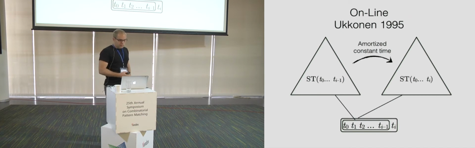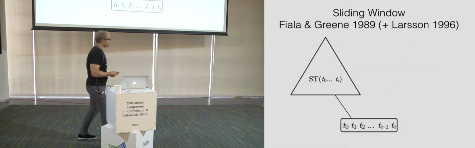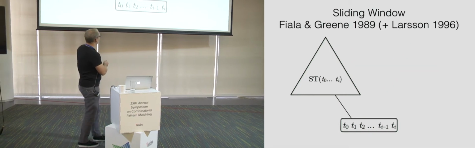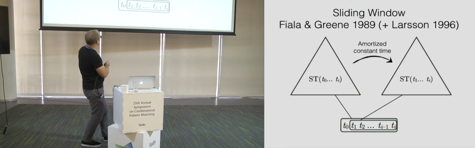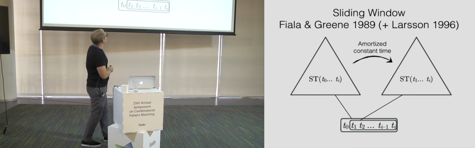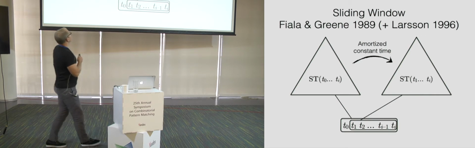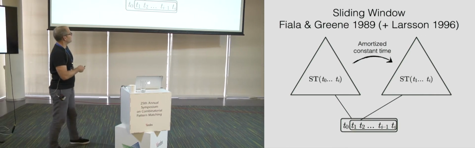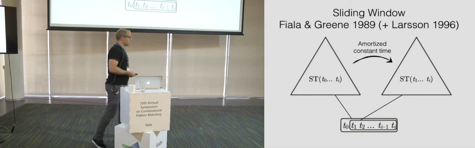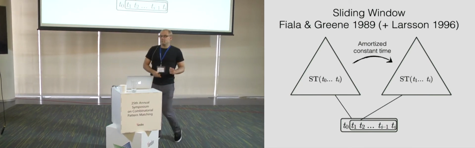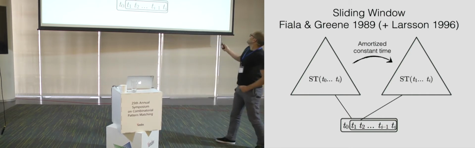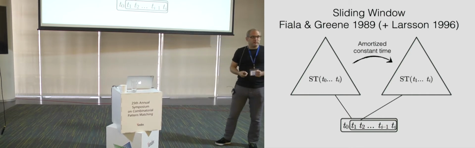Also, in some situations, we want to do the reverse. We have a tree that incorporates the whole string, and we want to remove the last character, making it the suffix tree containing only this part of the string. Fiala and Greene showed how to do that in amortized constant time. If you combine that with Ukkonen's algorithm, you get a proper sliding window index, which is what I did in this paper in '96, which puts it in a compression context.